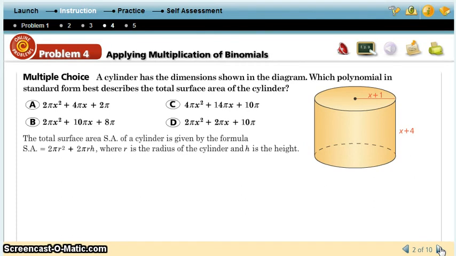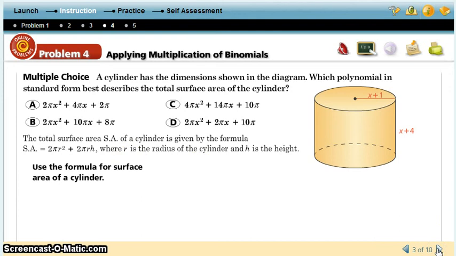The total surface area of a cylinder is given by the formula SA equals 2 times pi times r squared plus 2 times pi times r times h, where r is the radius of the cylinder and h is the height. Okay, so this is quite a lengthy formula, but this is the surface area of a cylinder. And the r's are going to be the same values. You just use them in two different places. Pi, you all know what pi stands for. And then, of course, your height is the height of the cylinder itself.